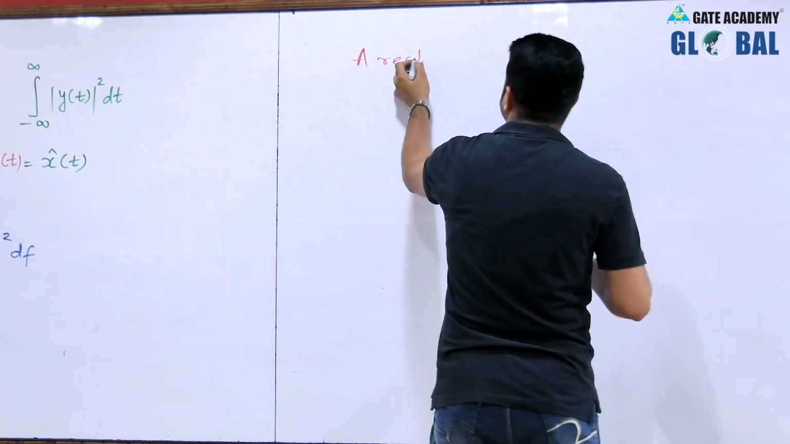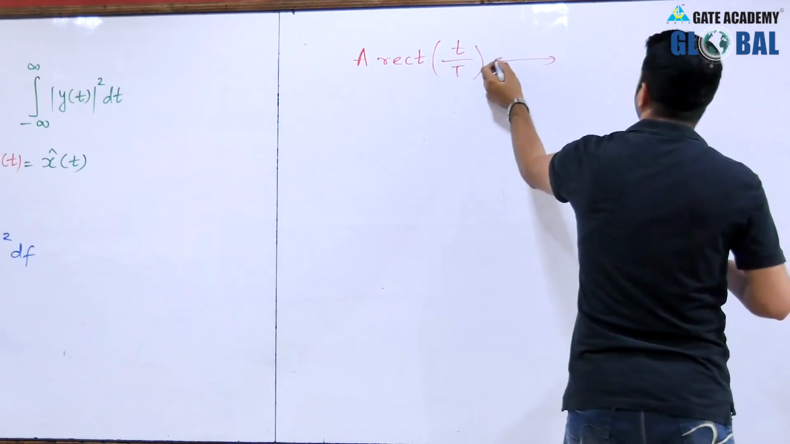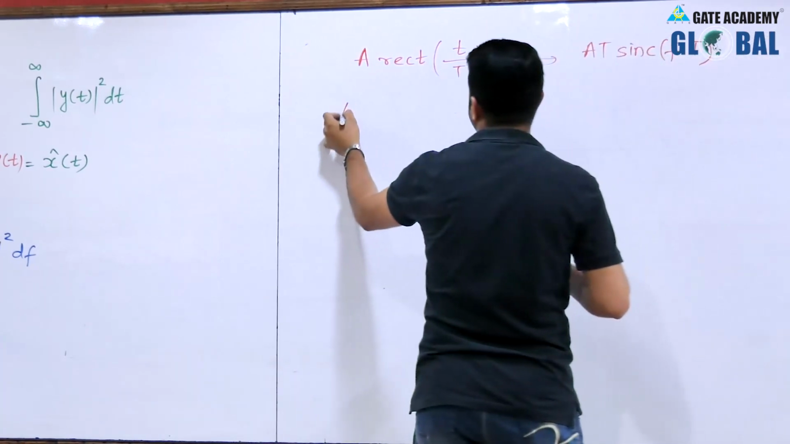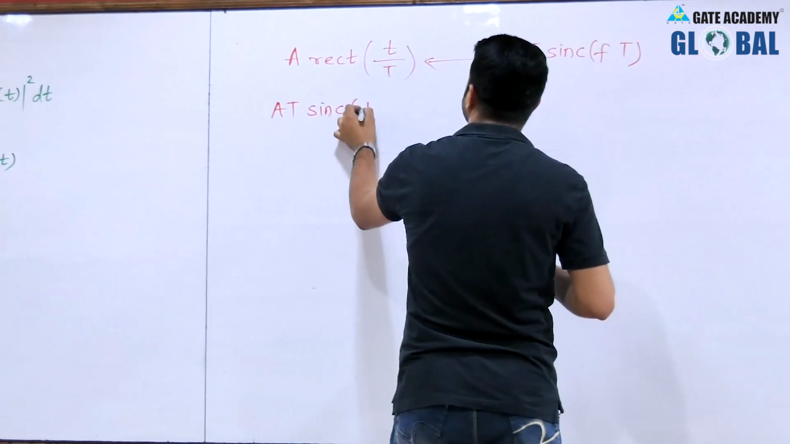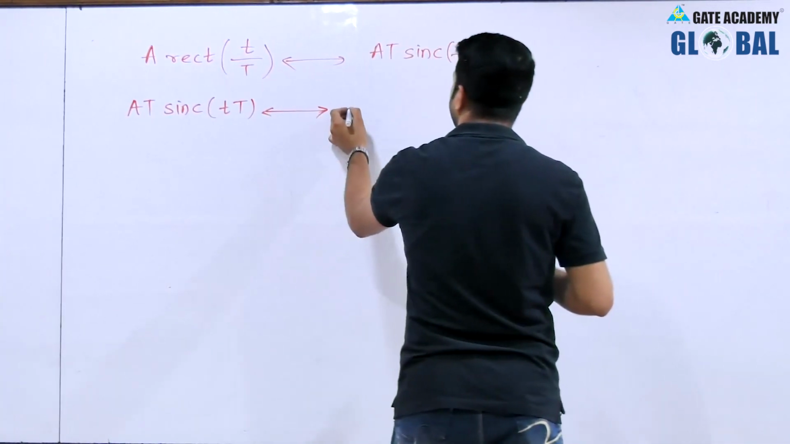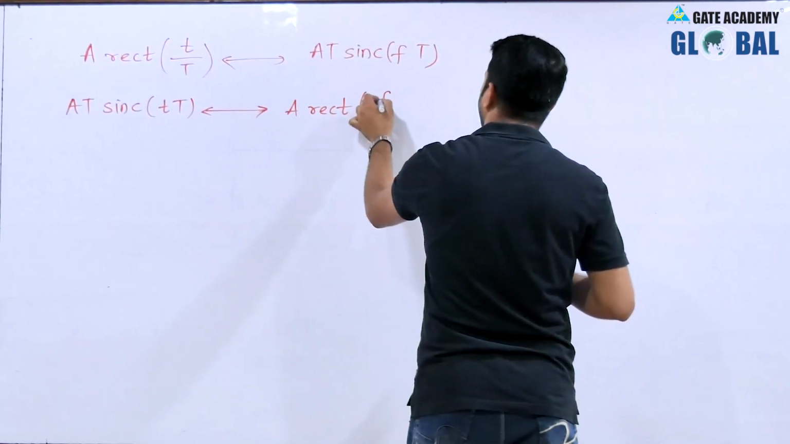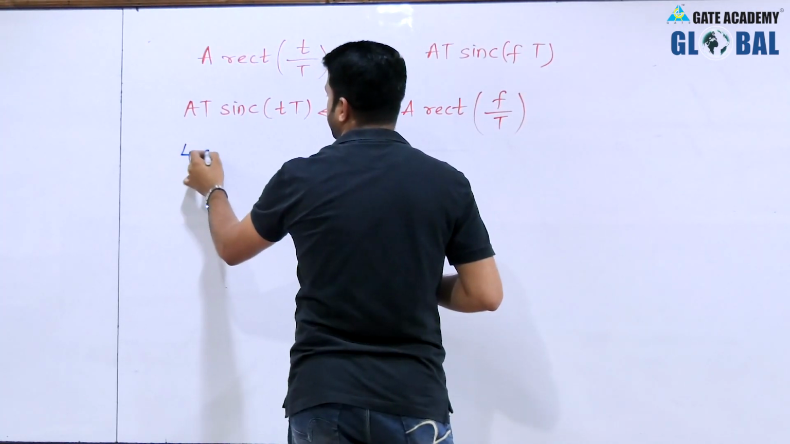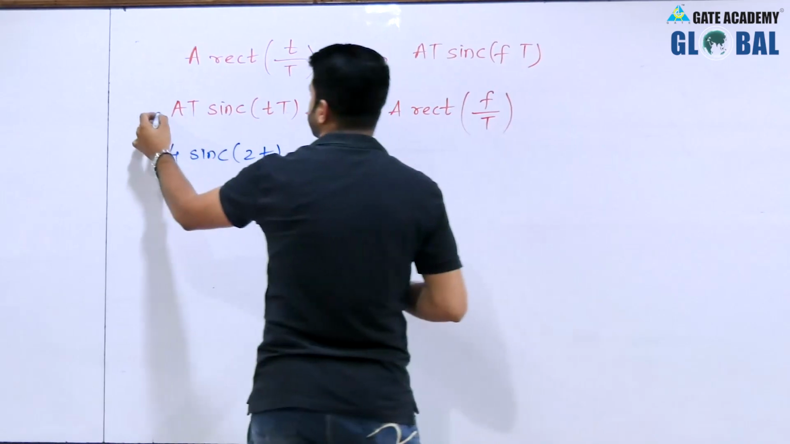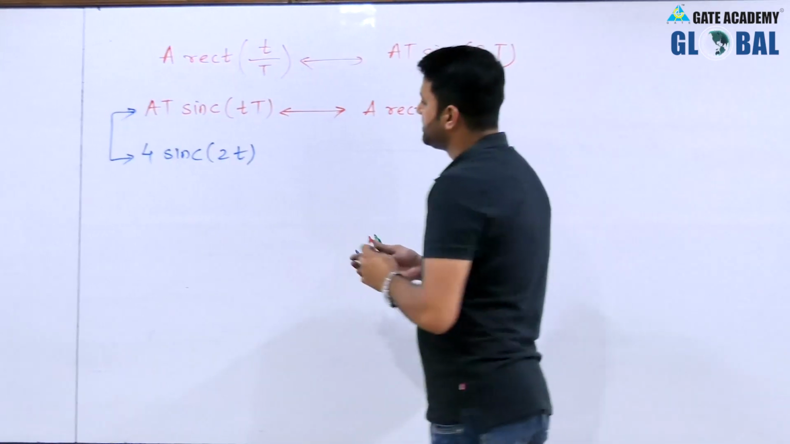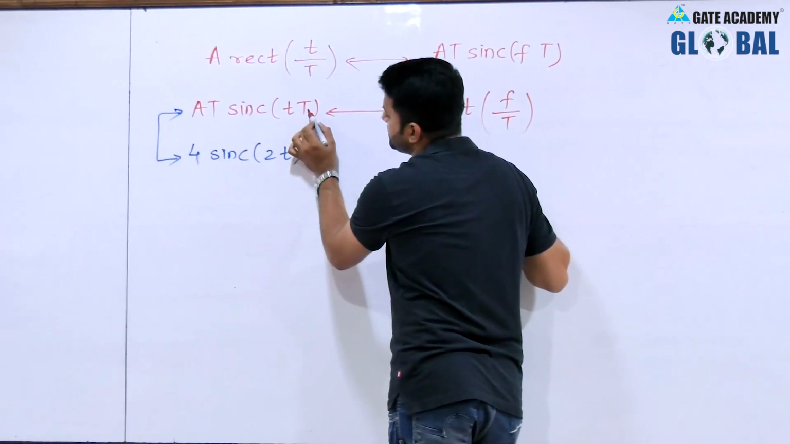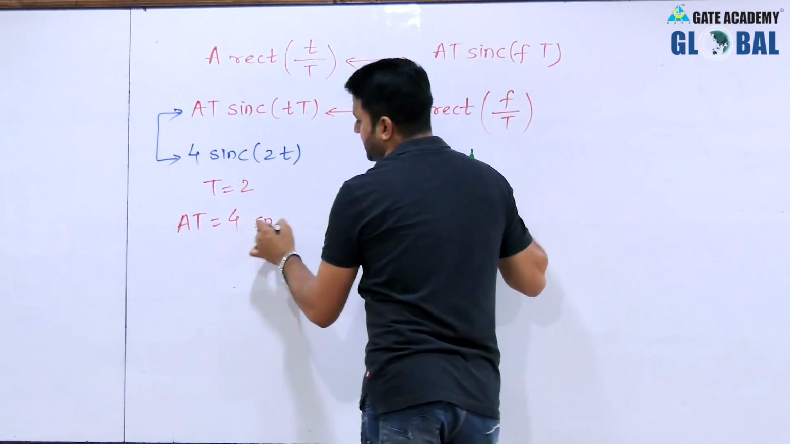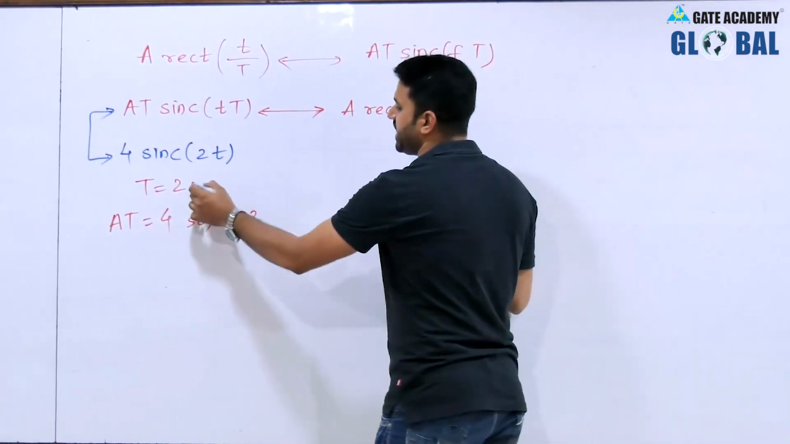We know a rectangular function rect(t/T) has Fourier transform AT sinc(fT), but because this sinc is in the time domain, AT sinc(tT) has Fourier transform A rect(f/T). Now on comparing with the signal 4 sinc 2t, we will get the values of A and T. The coefficient of t is 2, and here the coefficient of t is capital T, so the value of capital T is 2 and AT equal to 4. So A equal to 2. Hence we get the values of A and T.